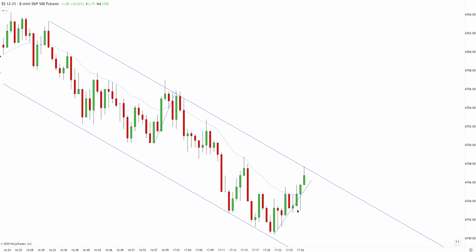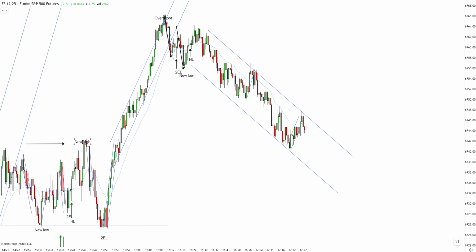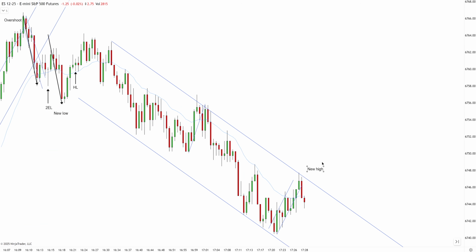New low, first entry short, pullback, second entry short. I cannot sell below a bullish bar. You have this second entry short, but this is a bad bullish bar. I cannot go short below this bar. Breaking new high. I'm going to mark breaking new high.